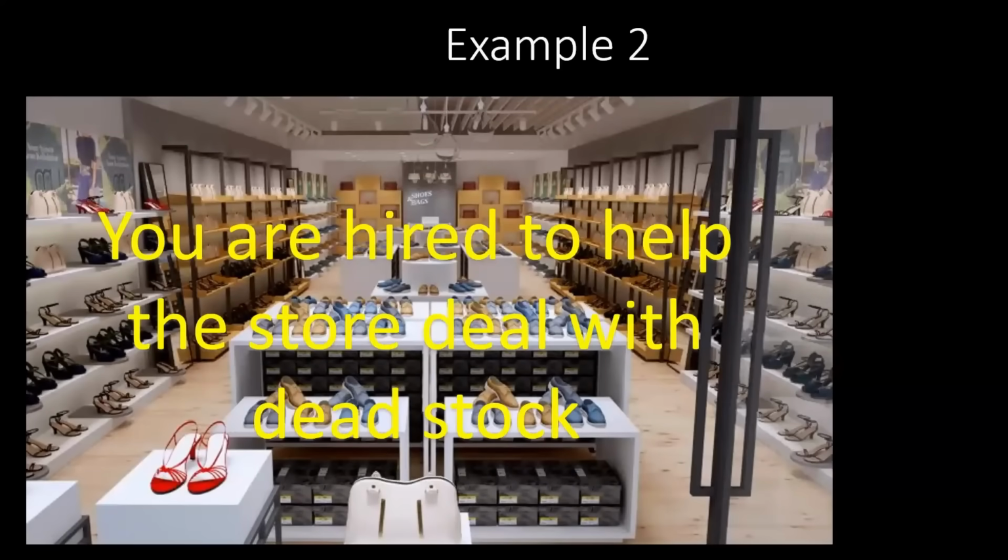Another example we'll see is that, let's say your friend is running a shoe store and is facing some problem in running the store. He has hired you to help the store deal with the dead stock. Dead stocks are the inventory which is not selling much. Because of that, your stock starts piling up. So you have a lot of stock, but it's not going. You've been hired to help the store owner. So where do you start?